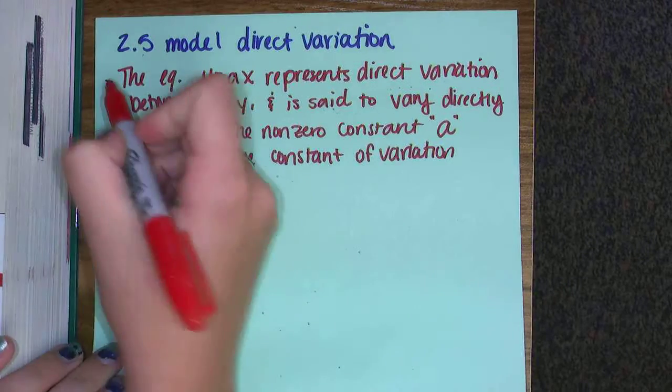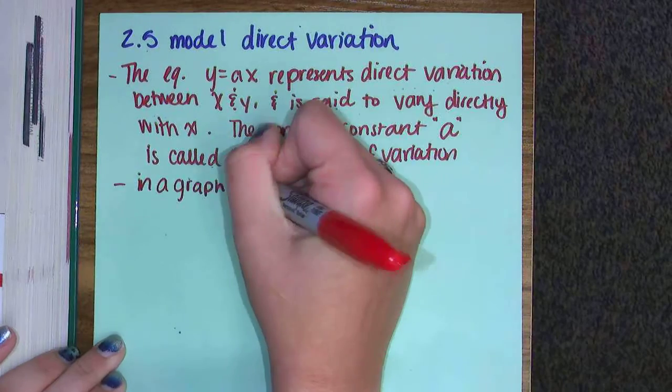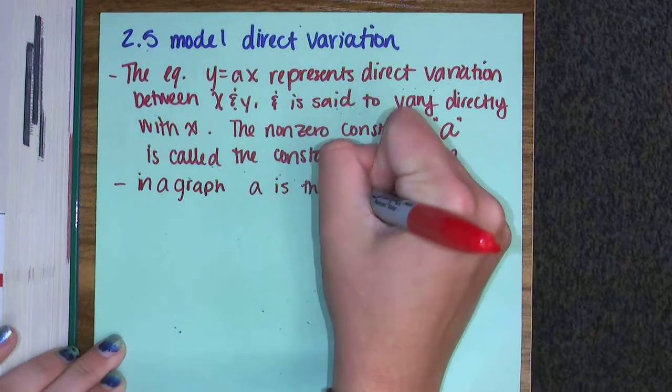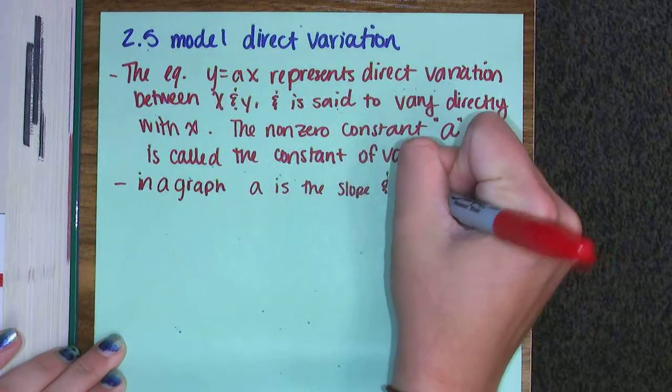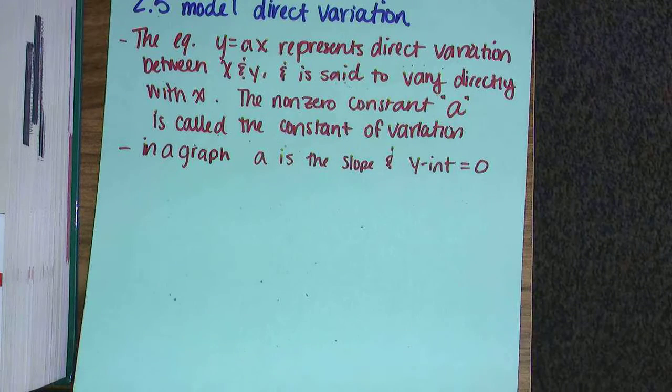Okay, in a graph of direct variation, a is the slope and the y-intercept is equal to 0. So there's a couple things that I learned last year that I need to make sure we understand. Not necessarily doing examples per se here in the notes, but I want to talk about something really quickly with identifying direct variation.